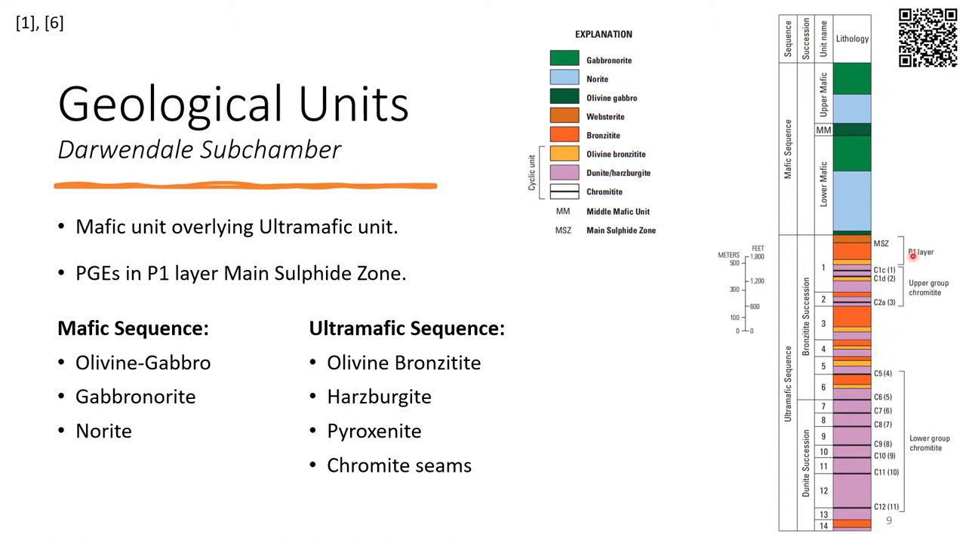Another thing to point out is this P1 layer here and the MSZ, the main sulfide zone. Those are going to be important near the end of the lecture when we talk about economic geology and the platinum group elements in this intrusion.